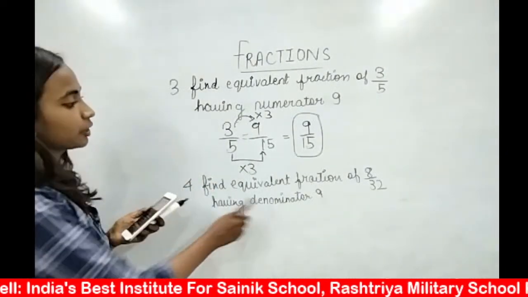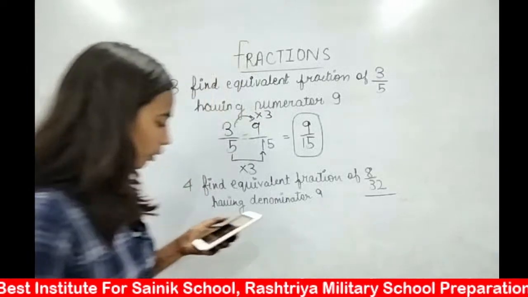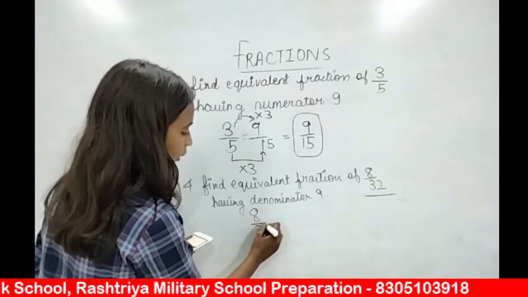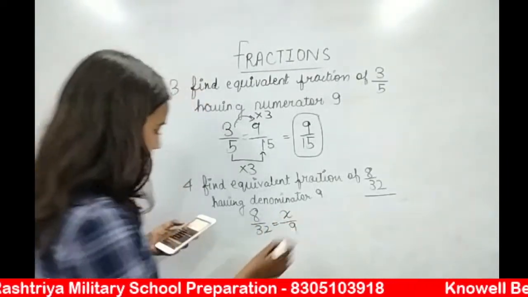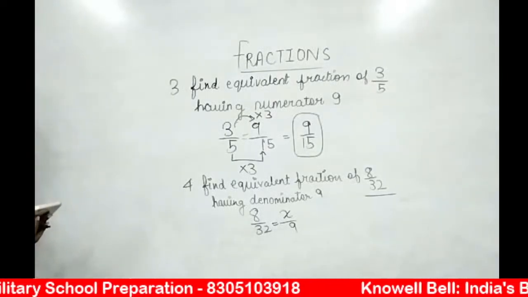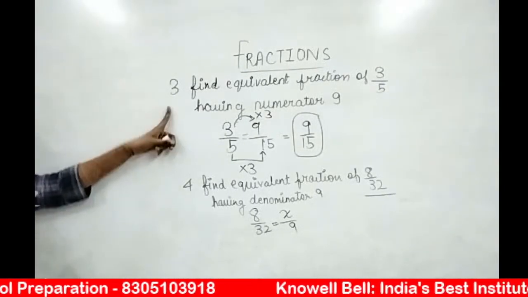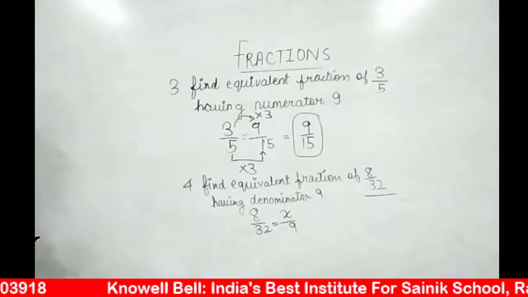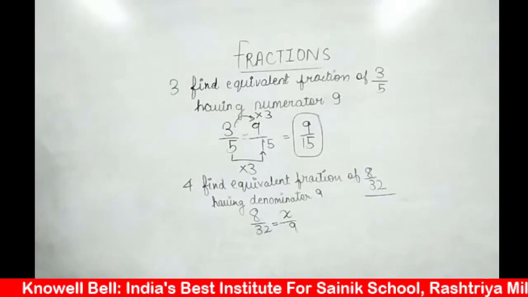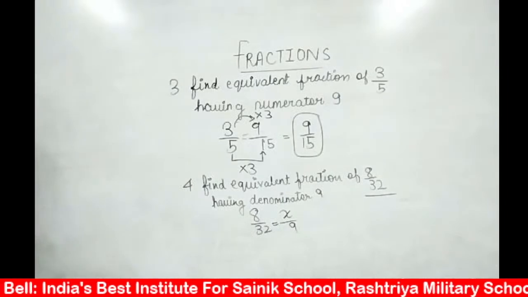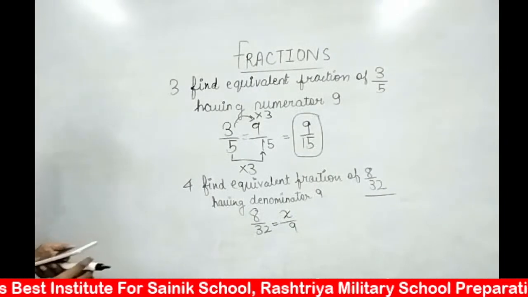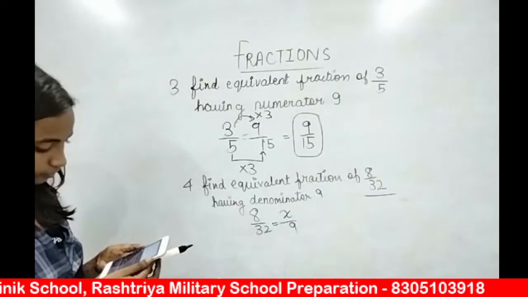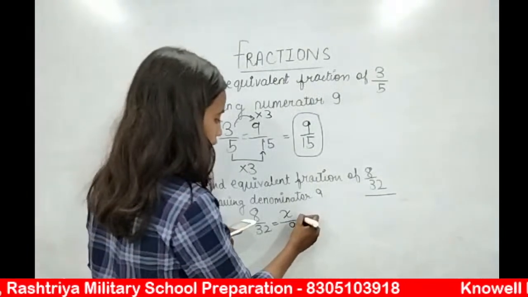Okay, anyone got the answer? Equivalent fraction of 8 by 32, denominator should be 9. So 8 by 32 equals x upon 9. This is the fourth question, Vinayak. This was the third question. Not clear? How will you find the value of x?